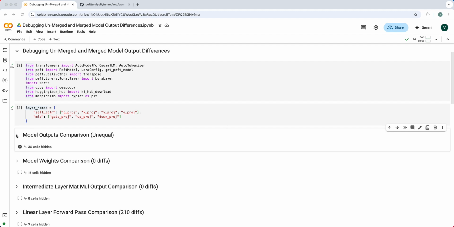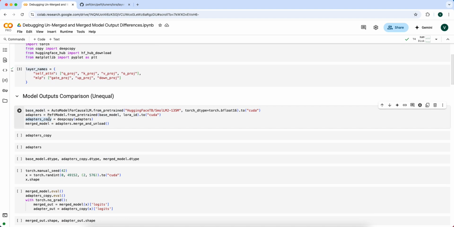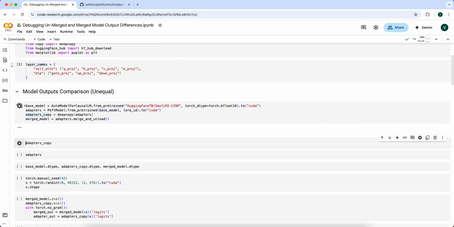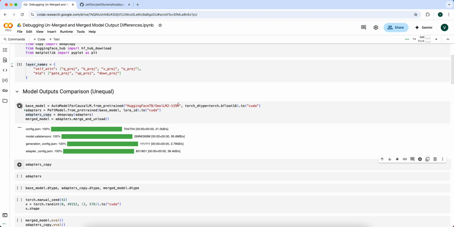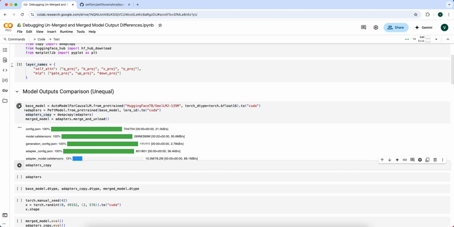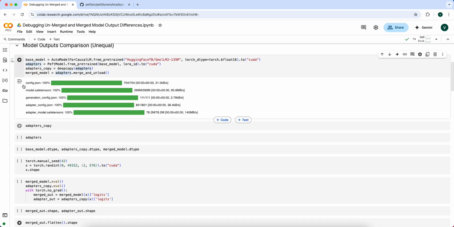So the first thing I'm going to do is show the model outputs. Here I am loading the base model, which is SmolLM2 135 million. I'm loading the adapters. I am making a copy of the adapters because when I do adapters load, it's going to overwrite my adapters with the merged model.